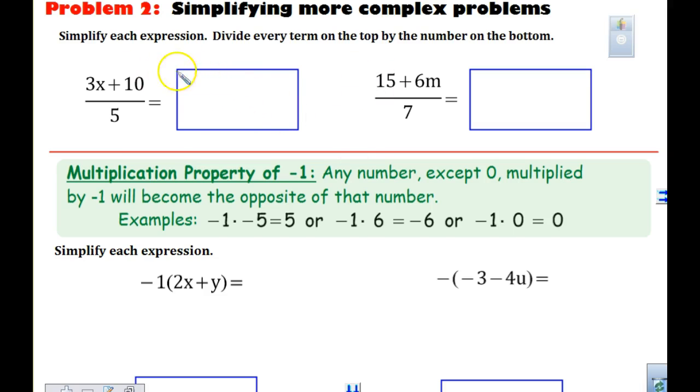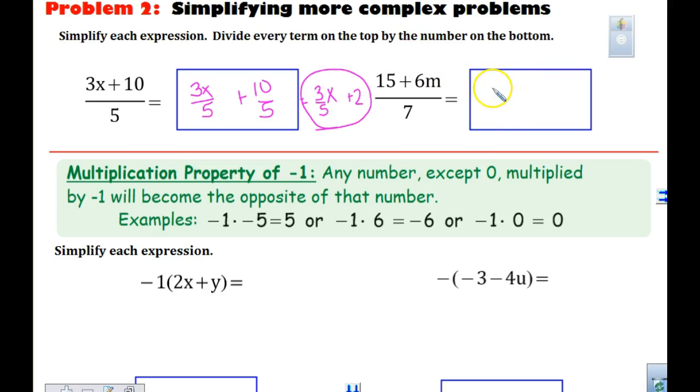So, as you are taking a look, we're going to simplify this. It says to simplify each expression, we're going to divide every term on the top by the number in the denominator or the bottom. So, please write this as 3x divided by 5 plus 10 divided by 5. We can't simplify 3x over 5. That is in its simplest form. But the 10 over 5, we can simplify. So we are going to rewrite this as 3/5 x. And really this x could be in the numerator or it could be right behind this, plus 2 as our final answer.